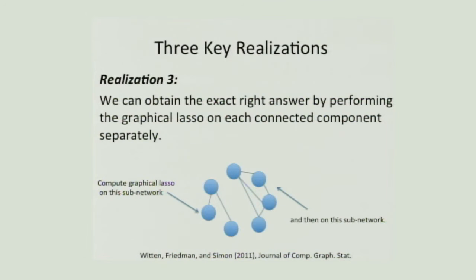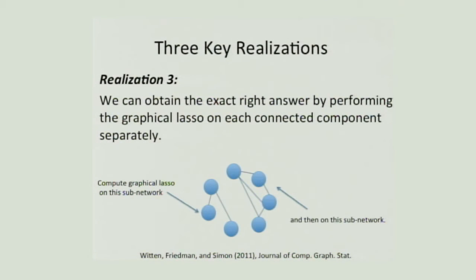And then realization 3 is that we can actually obtain the exact right answer to that original graphical lasso problem if we perform the graphical lasso separately on each connected component. So what does this mean? That means you give me your data set. You tell me that you want the answer when lambda equals 100. So I just need to check what the connected components are when lambda equals 100, and I can calculate that really quickly. And then solve the graphical lasso problem on each connected component separately.